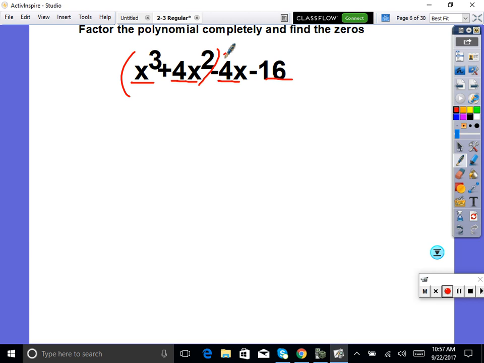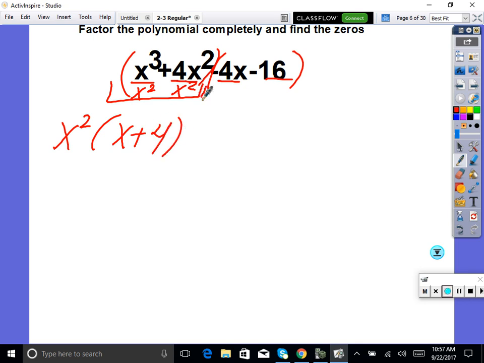So this isn't on your worksheet. You'd group the first 2 terms, group the second 2 terms, factor out the greatest common factor. So what's in common here? Okay, good. X squared, divide by x squared, divide by x squared. So left is x plus 4, right? Pull out what here? Negative 4, you're awesome. Divide by negative 4, you're awesome. And then x plus 4.